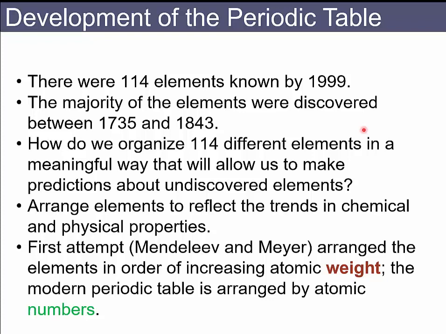How do we organize 114 different elements in a meaningful way that will allow us to make predictions about undiscovered elements? Can we arrange the elements to reflect trends in chemical and physical properties? The first attempt, Mendeleev and Meyer, arranged the elements in order of increasing atomic weight, and the modern periodic table arranges them in increasing atomic numbers, because we know that the weight's going to vary based on isotopes, whereas what makes one element different from another element is actually the atomic number.